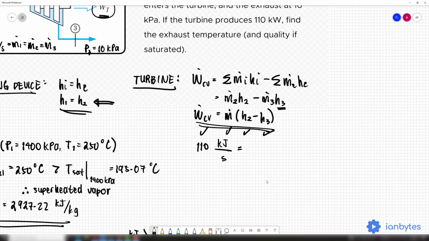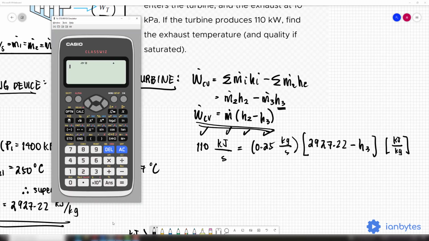And that is equal to 0.25 kilograms per second, multiplied by H2, which is 2,927.22, minus H3. Again, we have enthalpy at state 3 and not at state 1. Of course, we know that the enthalpy has units of kilojoules per kilogram. Okay, so plugging in these values in our calculator, we have 110.